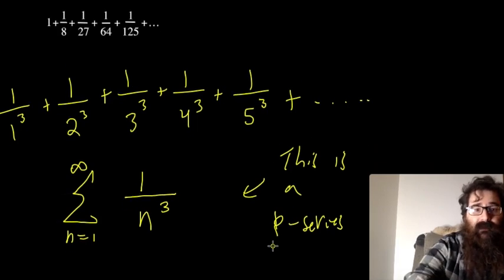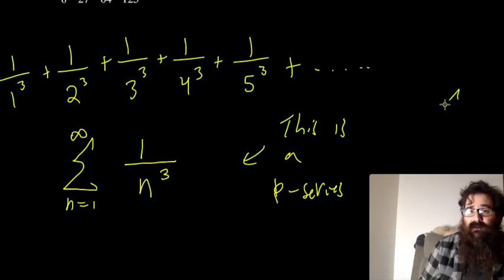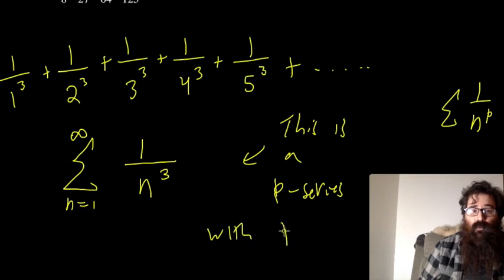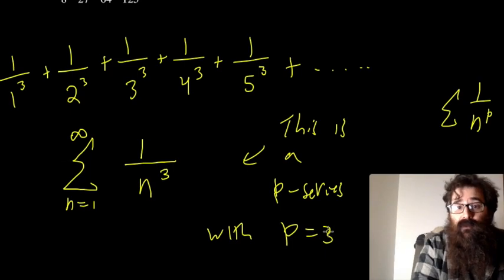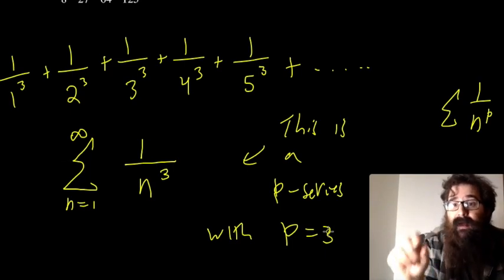I remember we talked about the p-series before. We said that was the sum of 1 over n to the power of p. This is a p-series, and it's a p-series with p equals 3. Now remember, what do we need for this to be convergent? We need p to be greater than 1.